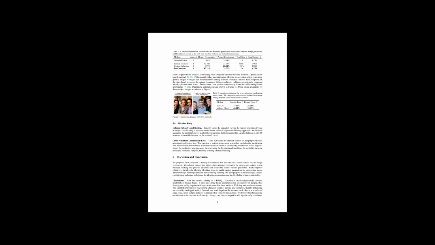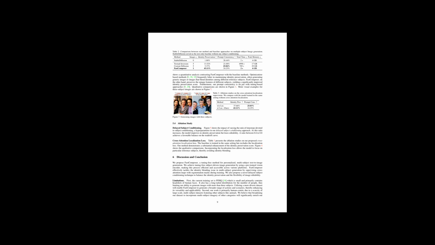An extensive list of text prompts and detailed hyperparameters are included in the appendix of the text. The summary of the text describes a study comparing a new method called FastComposer for generating multi-subject images using text-to-image generation against baseline methods such as Stable Diffusion, Textual Inversion, and Custom Diffusion. FastComposer stands out for its ability to effectively preserve the identity of different subjects, avoiding the common problem of identity blending that other methods suffer from.